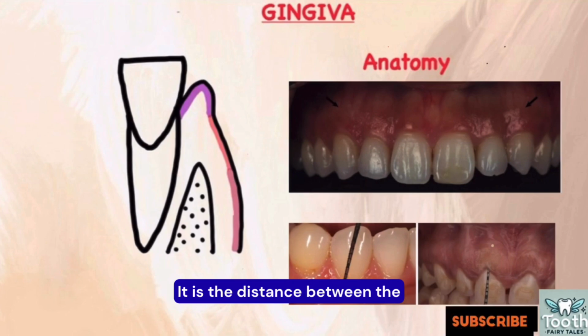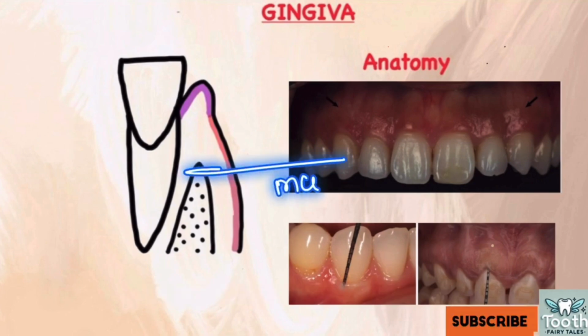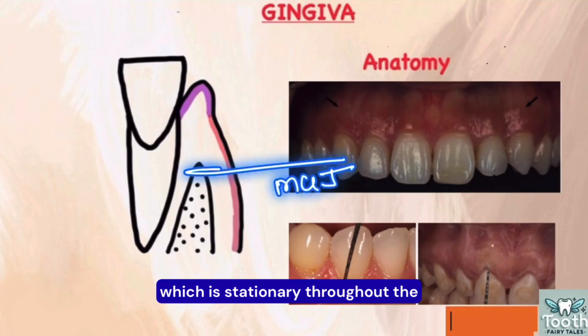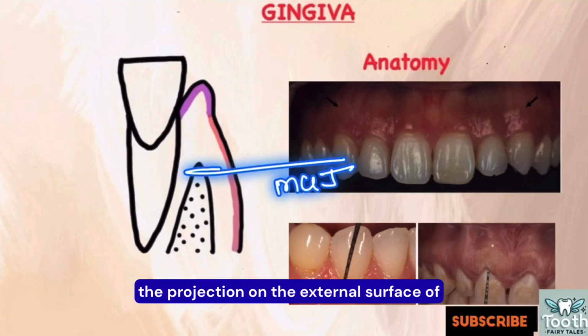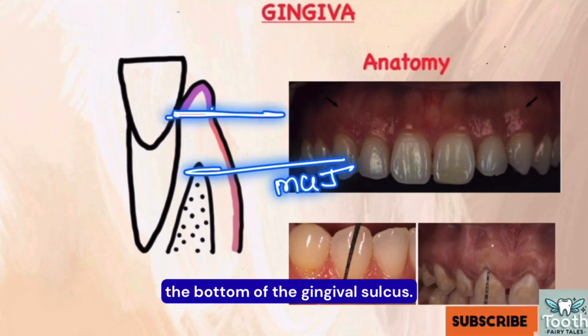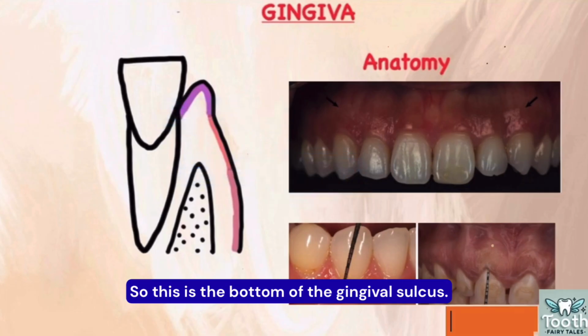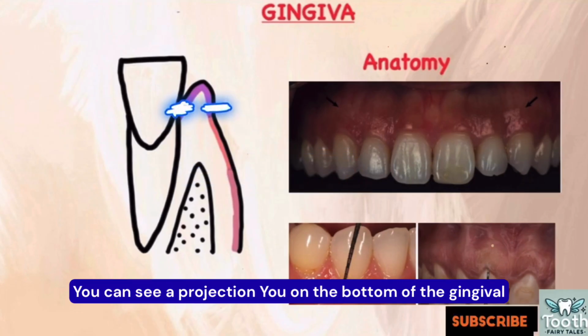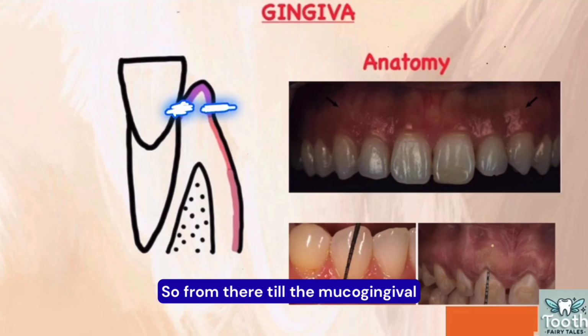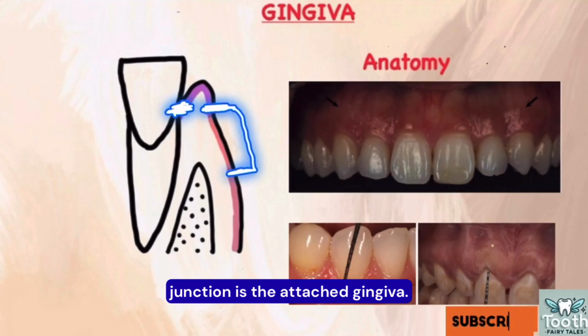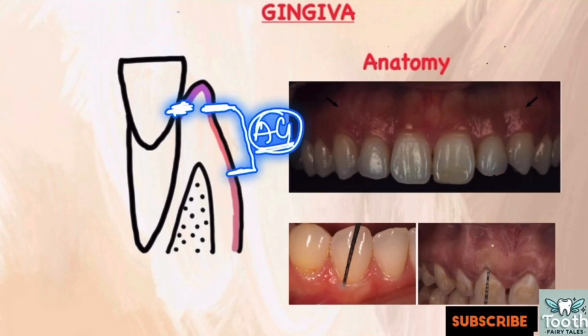It is the distance between the mucogingival junction, which is stationary throughout life, and the projection on the external surface of the bottom of the gingival sulcus. So this is the bottom of the gingival sulcus. You can see a projection on the bottom of gingival sulcus. So from there till the mucogingival junction is the attached gingiva.